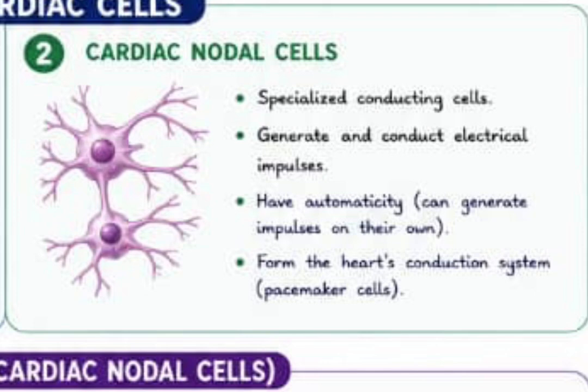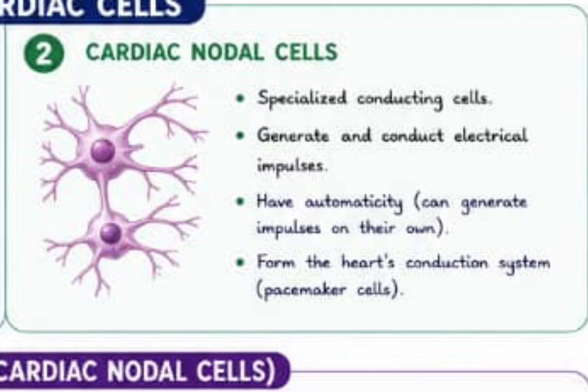So the SA node is the organ that generates action potential and spreads it to specific conducting cells. This leads to what we call coordinated contraction, and this coordinated contraction leads to efficient pumping of blood.